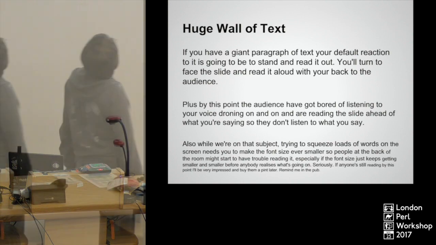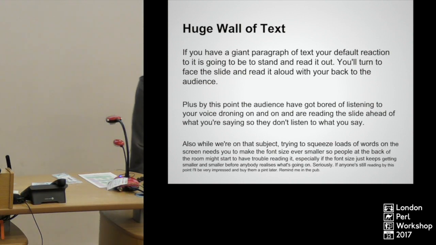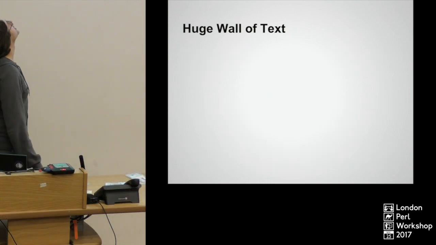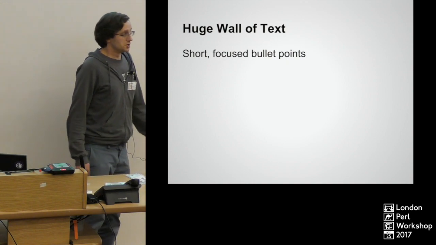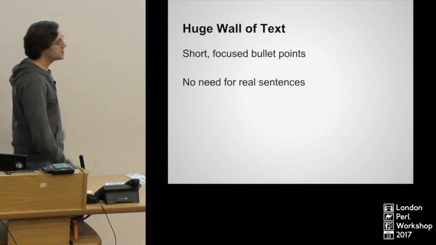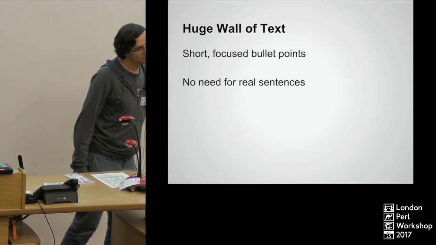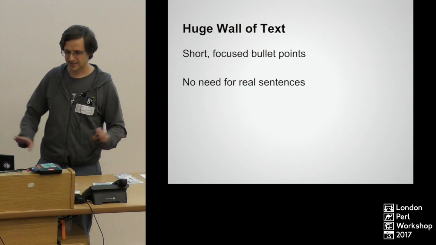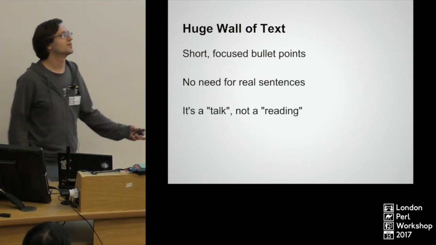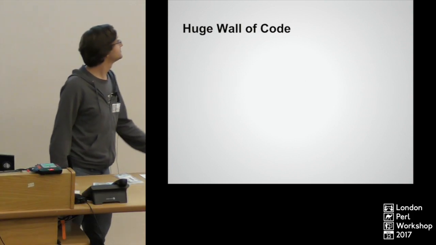Now, huge wall of text. If you have a giant paragraph of text, your default reaction is going to be to stand and read it out. And you'll turn your back to face the slide and read it out loud with your back to the audience. And banana, cheese monkey, dishwasher, cheese grater. No, don't do that. Short things. Keep them short and simple. You don't need real sentences. You'll notice I don't put real sentences. They don't have full stops. Just a few words. That's all you need. It's called a talk for a reason. It's not a reading. You're not there to read out your slides.